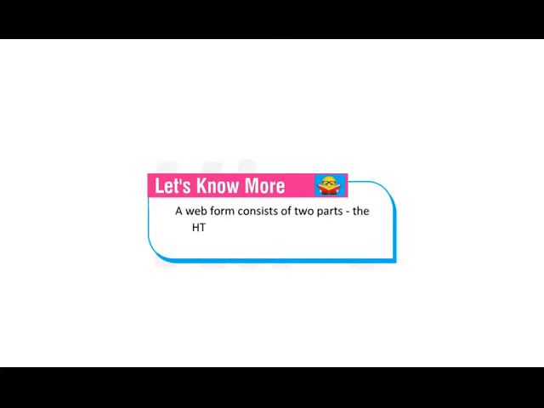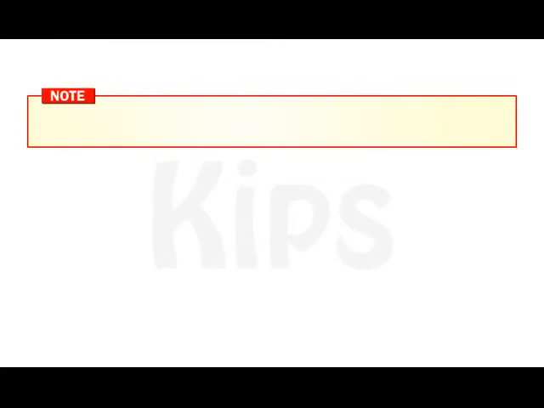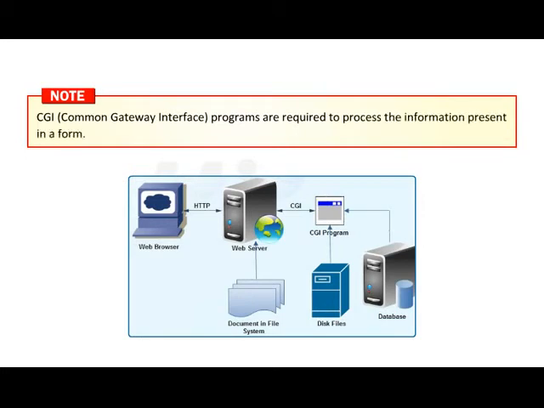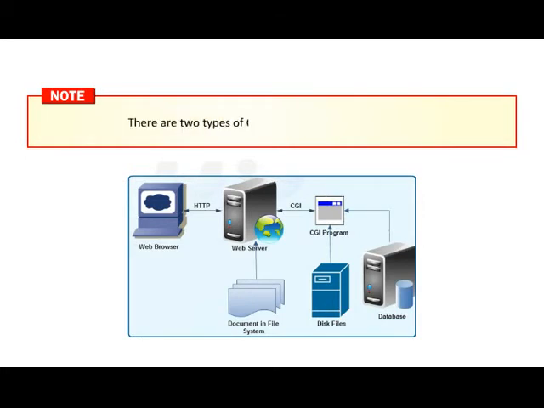A web form consists of two parts, the HTML front end and a back-end form processor. The HTML front end part handles the presentation while the back end handles the form submissions. The back end of the form is usually written in languages like PHP or ASP. Students, note that CGI, Common Gateway Interface programs are required to process the information present in a form. There are two types of CGI: programs and CGI scripts.